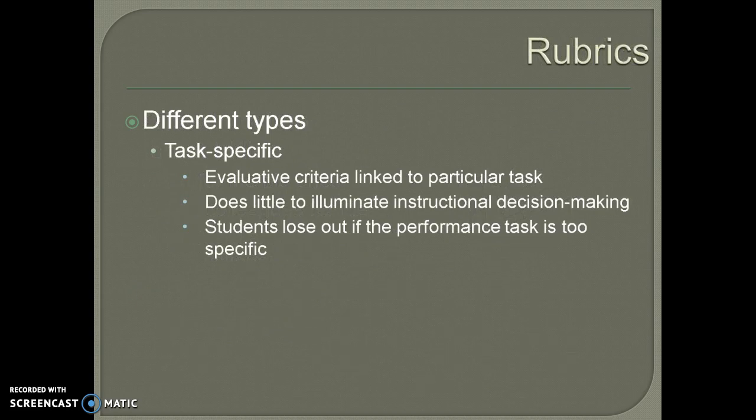So there are different types of rubrics that we'll talk about. One is a task-specific rubric, and these are used sometimes. The problem is that you'll have to make one for each task, and will not have as much of a picture of the student's ability to complete multiple performances of that activity. So in this particular class, I used task-specific rubrics.